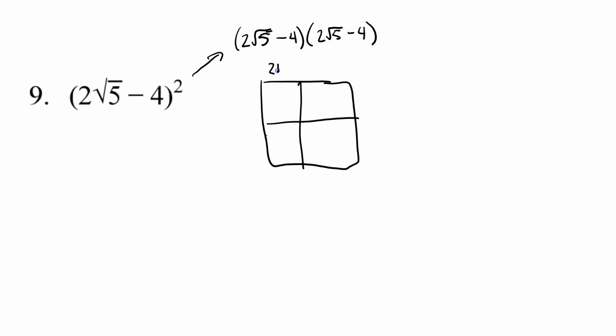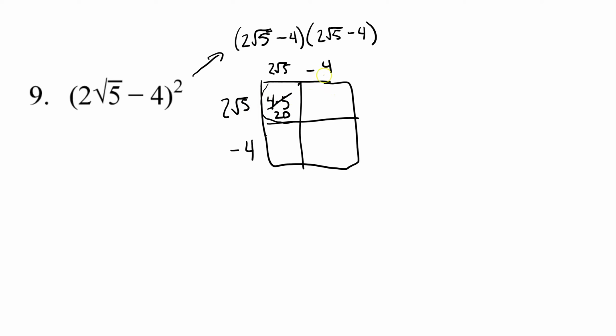I'm going to put 2 square root of 5 minus 4 and 2 square root of 5 minus 4. Now, in this top left-hand box, we're going to take the 2 square root of 5 times the 2 square root of 5. And the 2 times the 2 make it 4. And the square root of 5 times the square root of 5 make it square root of 25, or 5. So it's just 4 times 5, which is 20.